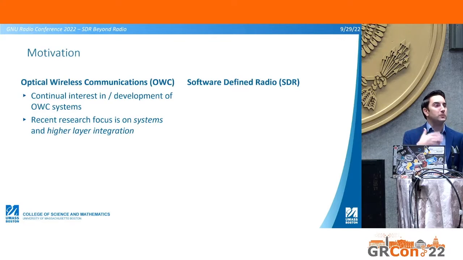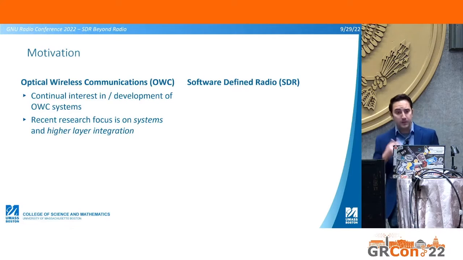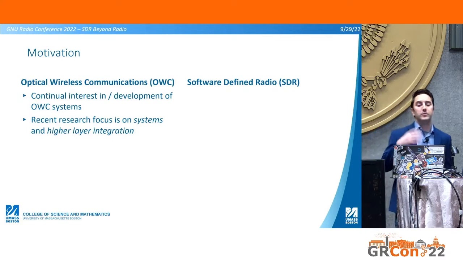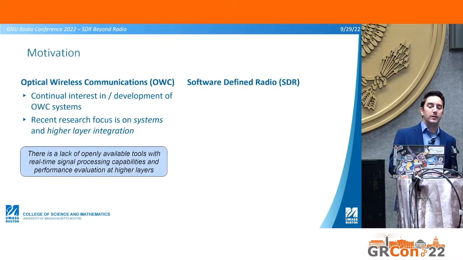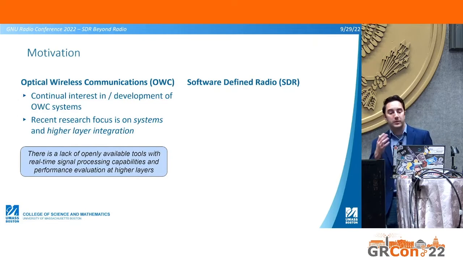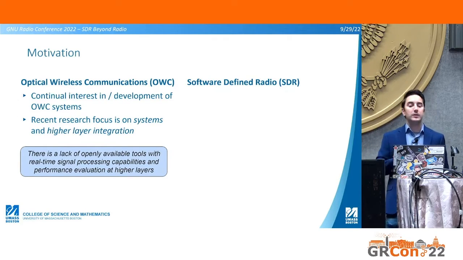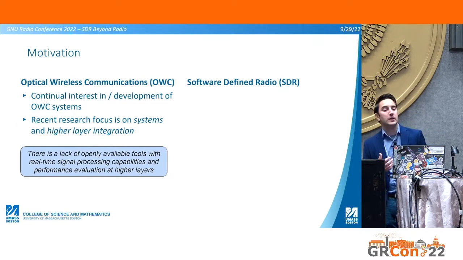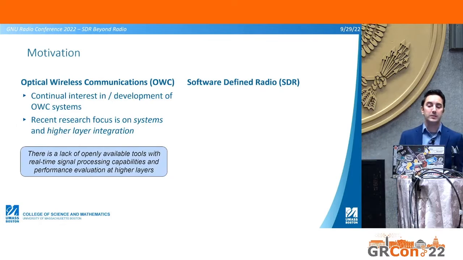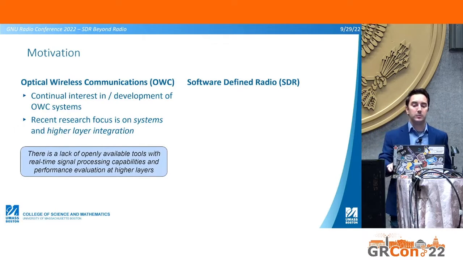So we see a lot of work in physical layer, point-to-point communications, developing systems that can transmit data. But more recently, in the past few years, there's a lot of interest in higher layer integration and developing optical wireless communication systems. Right? So how do we get multiple users, multiple cells in a space where there's resource allocation, dynamic environments with handover, many of these kinds of problems. And the reality there is that there's a lack of openly available tools, particularly with real-time signal processing capabilities that provide some sort of performance analysis at these higher layers. Lots of great simulation tools, lots of real high quality optical equipment for point-to-point links, but when you get to this systems analysis, it's a little bit lacking.